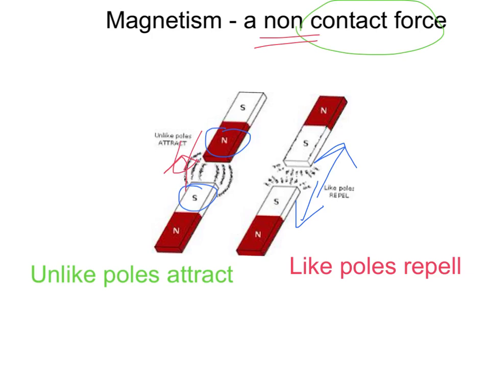So for magnetism, you need to know it's a non-contact force, and you need to know that like poles will always repel. So for example, if you have south and south, and we try to bring them together, it's not going to work. It's going to repel. As is north and north, those two will always repel each other as well. Whereas if you have unlike poles, so south and north, they'll actually be attracted to each other and they'll come and meet at some point.